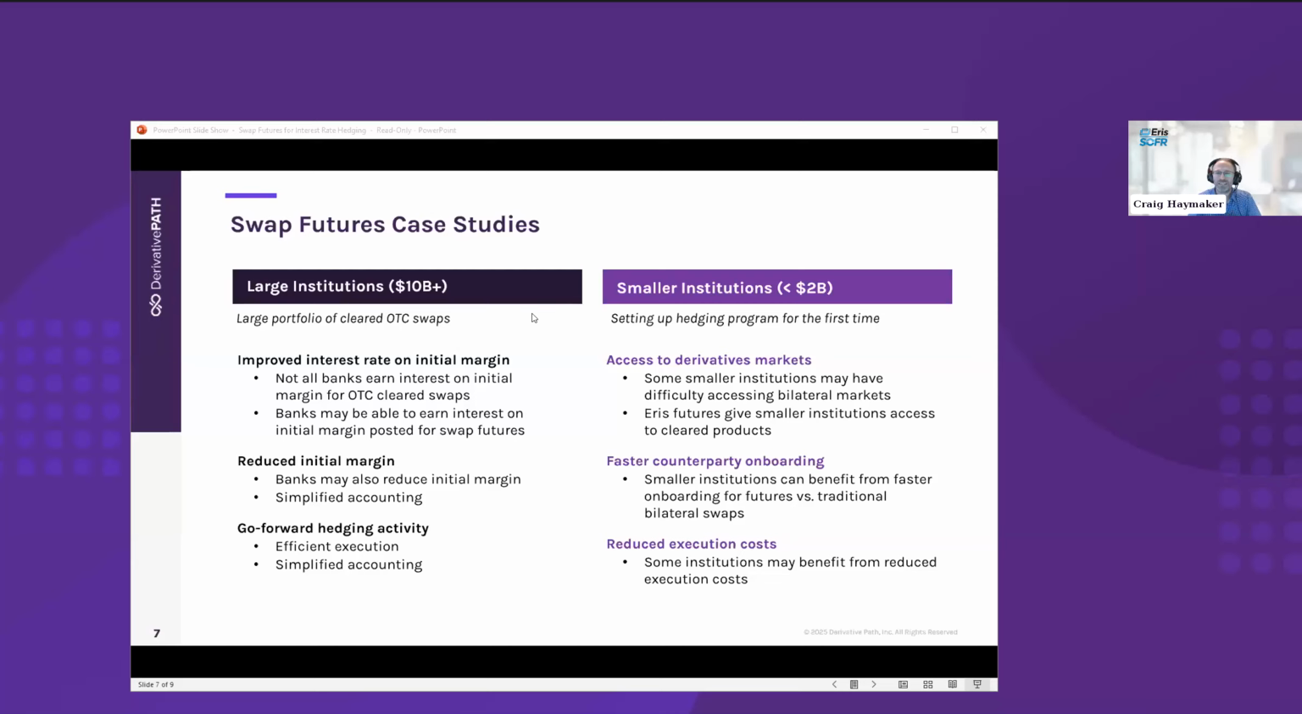As I think about use case, let's contextualize this a little bit more. Let's take an easier example. We have a large institution with $1 billion notional in their portfolio, right? Let's say they're all 5 years. They're all cleared OTC swaps. They're likely paying roughly $32 million in initial margin on those positions. If overnight they are able to substitute those positions for Eris SOFR Swap Futures, they'd be paying roughly $11 million in initial margin. So call it roughly 64% savings from an initial margin standpoint.